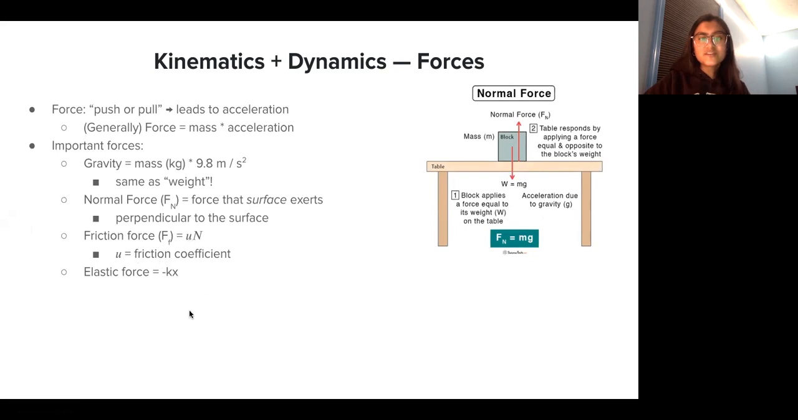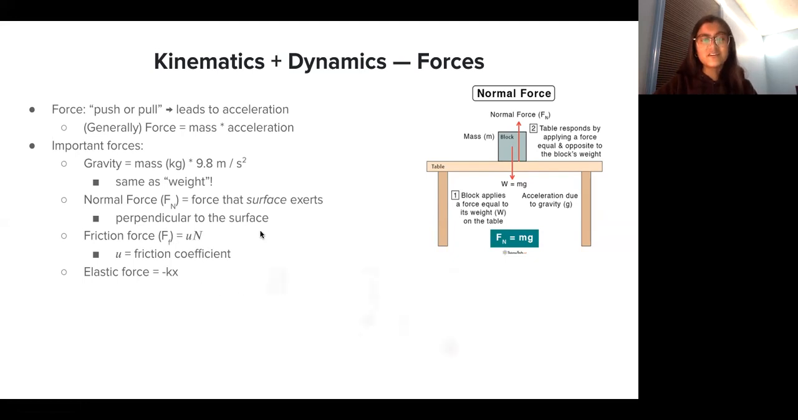There's also the friction force. That'll be some friction coefficient times the normal force. I forgot to write it here, but there's usually the coefficient of static friction and the coefficient of kinetic friction. I might be saying that wrong, but roughly it's this formula.